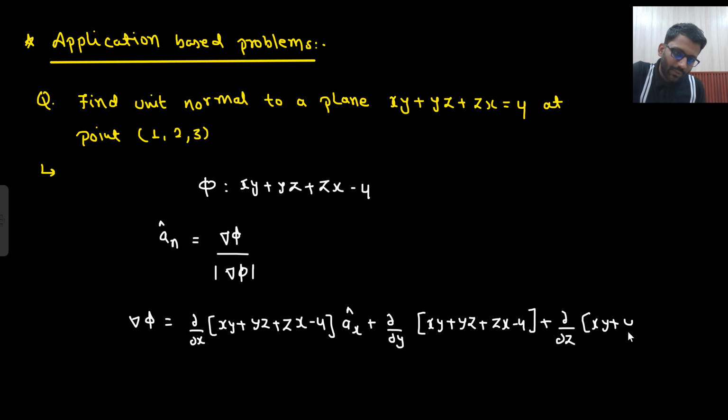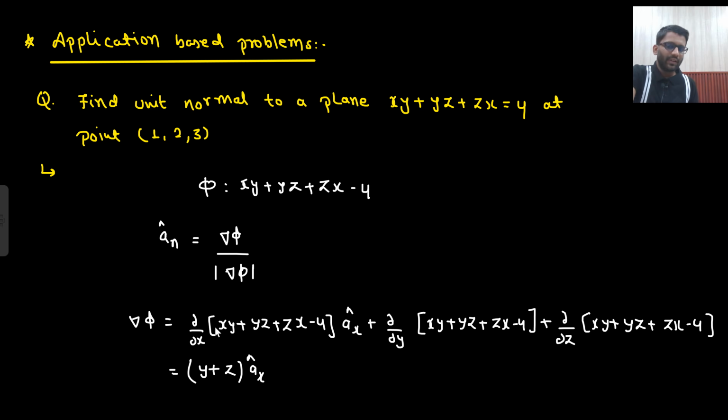So you just need to do the partial differentiation of this particular function. So what are you going to get? d/dx of xy: y will be constant, differentiation of x is 1. yz is 0, here z will be constant. And 4 is 0, differentiation of 4 will be 0. You understood this point? y will be constant, differentiation of x is 1.